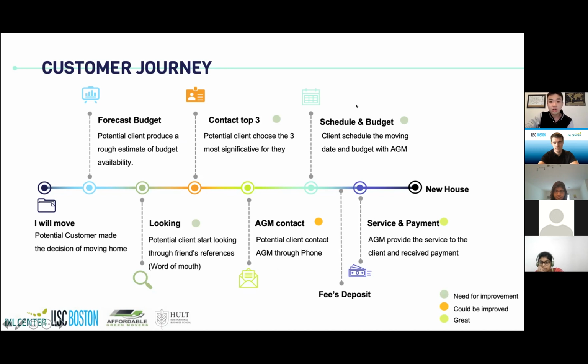For the second customer journey, it's exactly the same, but instead of doing anything online, we believe that the company is being referenced through word of mouth, and everything happens on the phone. So the customer gets in contact with Ed, and everything is set up on a phone call.